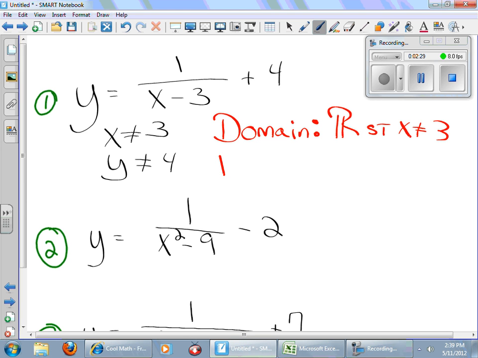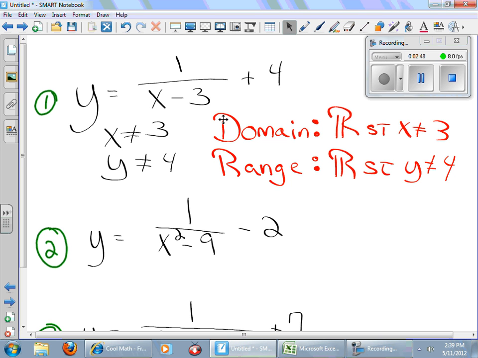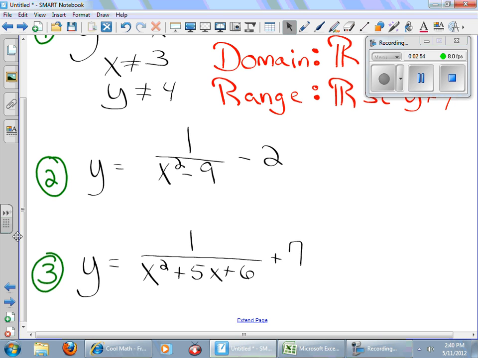All right? The range, same thing. Range are your y values, right? I know it's been a little while. The y values, you can get anything out for y except for 4. So the range is all real numbers such that y does not equal 4. There's your domain and there's your range. Now you can use the graph to get them, but if you don't need the graph, you don't have to. I'll do the second one without getting the graph.